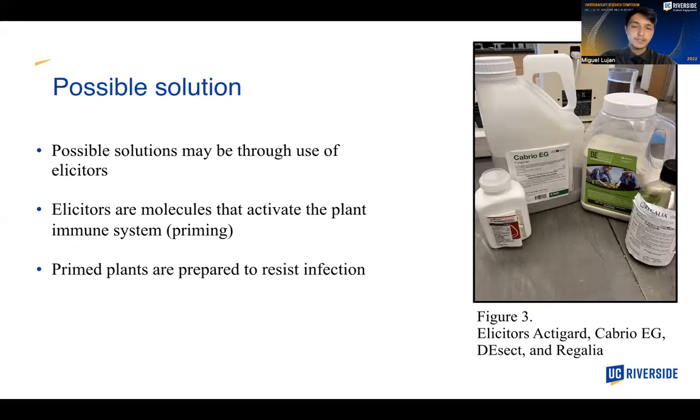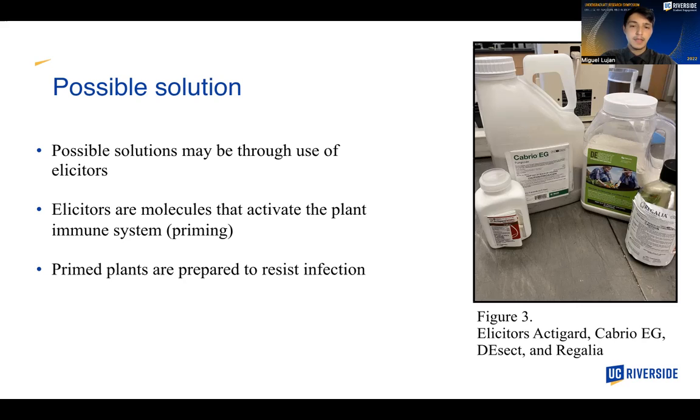So a potential solution to combat the spread of this virus could be accomplished through the use of plant elicitors. To better explain, plant elicitors are chemicals that mimic signaling molecules produced by the plant during defense responses. They are commercially available in agriculture and are used to activate the plant's immune system, better known as priming the plant, in order to protect the crops from disease.